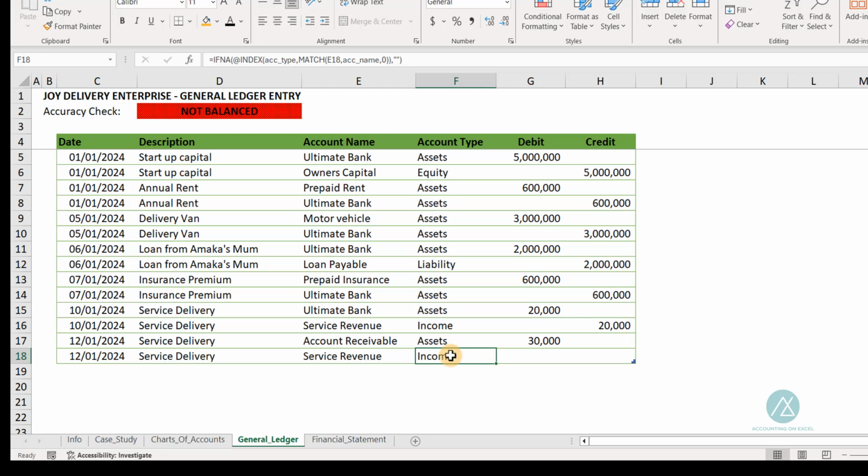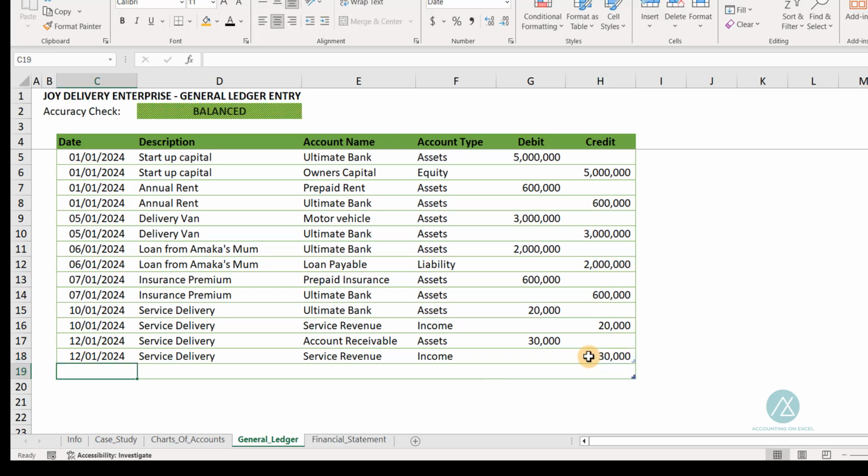So we've rendered the service, not minding that we've not received the money. So it's an income. We're assuming this is an accrual basis. We have rendered the service. Money has not been paid, but we have rendered. So Joy Delivery Enterprise is due for this money. Service has been rendered, so this is money that is recognized as income, right? So put 30,000. I believe that explains it, right? Good. So let's just keep going.